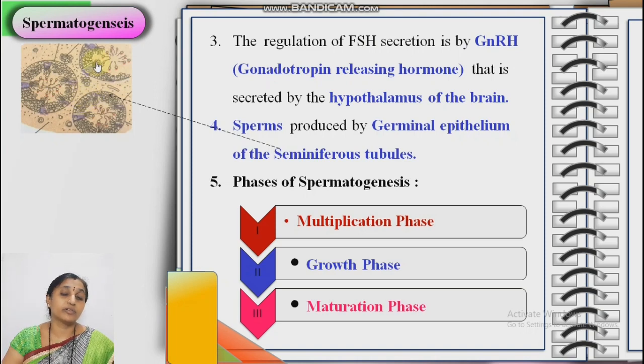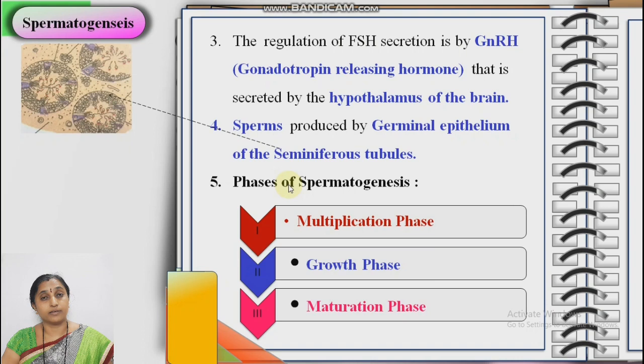Here the seminiferous tubule. What are the seminiferous tubules? These are the structural and functional unit of the testes. The seminiferous tubules are lined by the germinal epithelial cells, which are diploid and undergo mitosis to form the sperms. Sperms are produced by germinal epithelial cells of the seminiferous tubules.